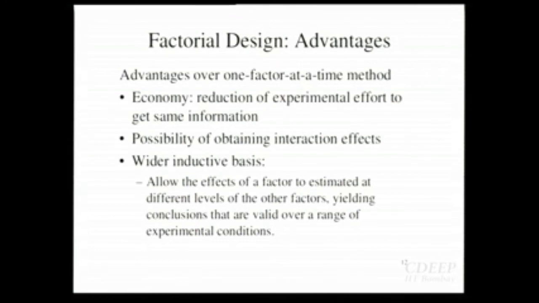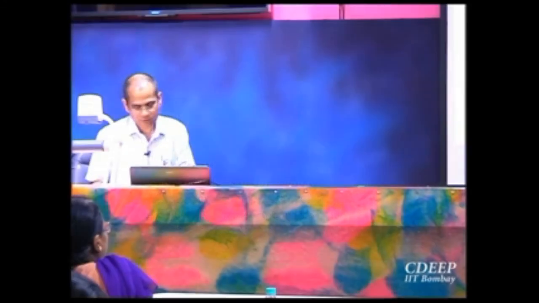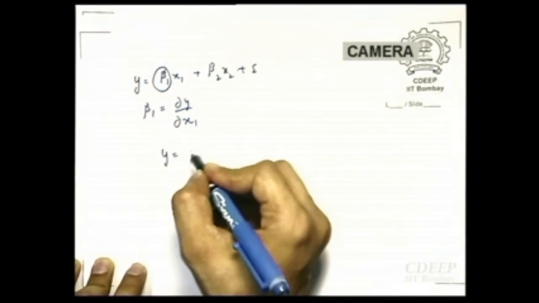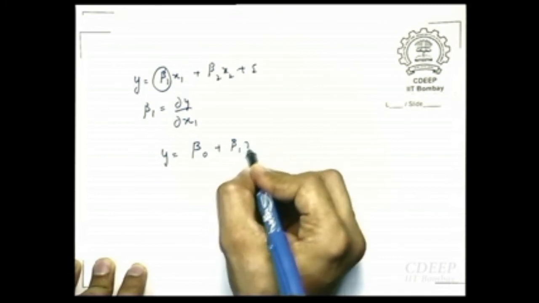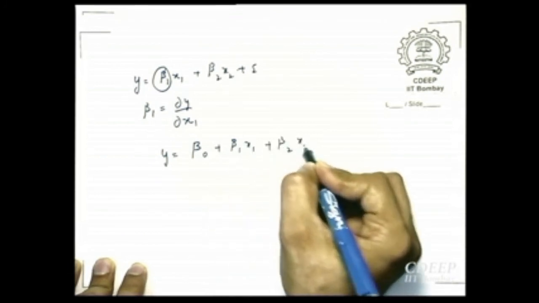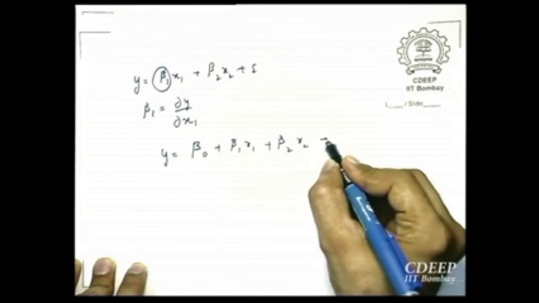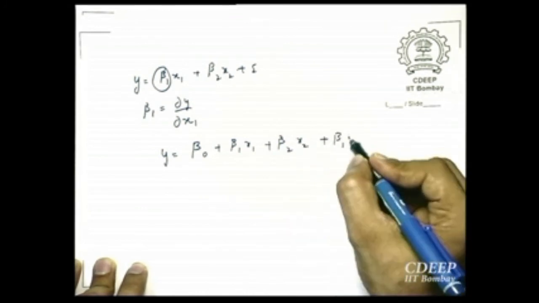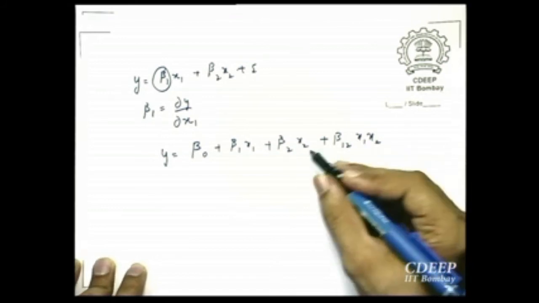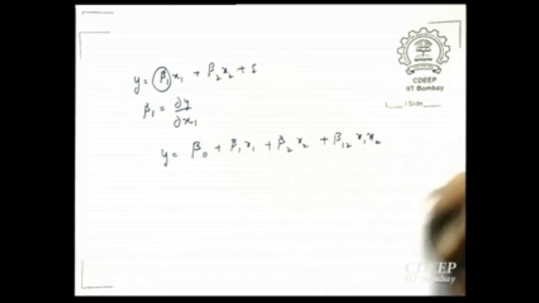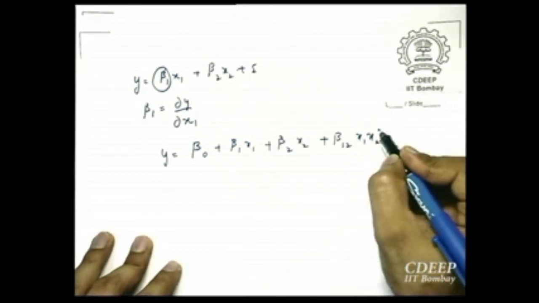Another thing which we will see is that because we are changing both of them together, you can obtain what is called the interaction effect. See, supposing my model were to be of this form, let me put an intercept also. This is my one model. However, supposing I put an interaction term, what is an interaction term? I say the model should have not just x1 and x2 alone, but also the product of x1, x2. So this is called an interaction term.